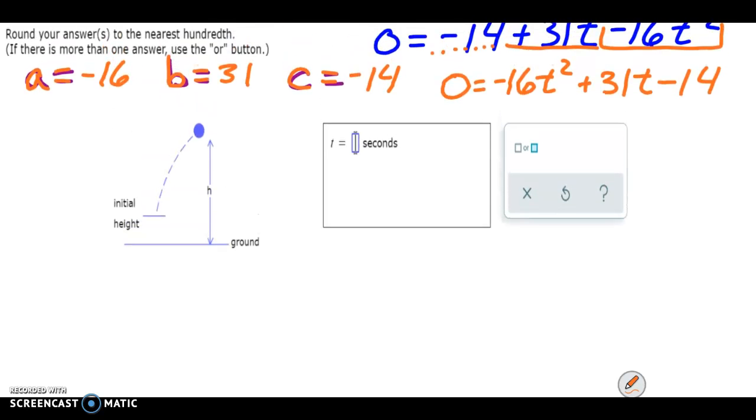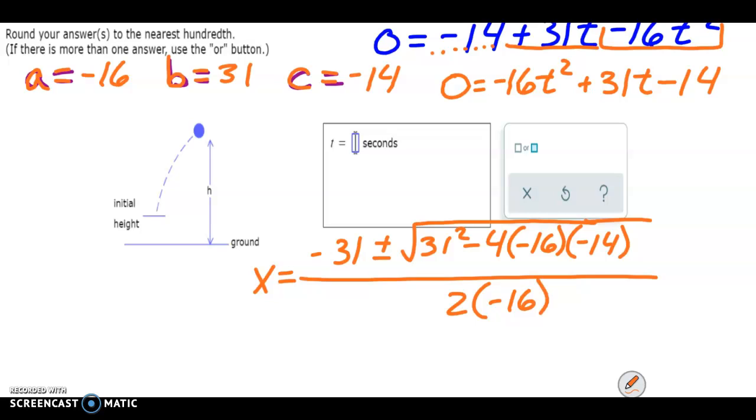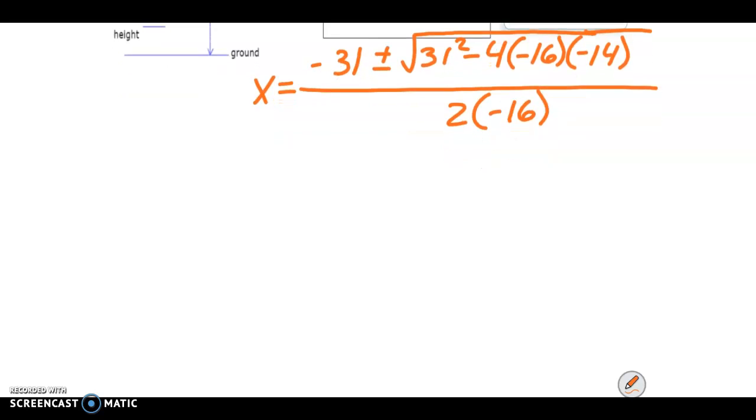So I've got x equaling the opposite of b, so negative 31, plus or minus the square root of b squared, so 31 squared, this is going to be a big number, or you're going to be working with big numbers, minus 4 times negative 16 times negative 14, all over 2 times negative 16. A lot of big numbers going on here with what we're doing in this problem. So let's just get some of these pieces spread out with the multiplication.